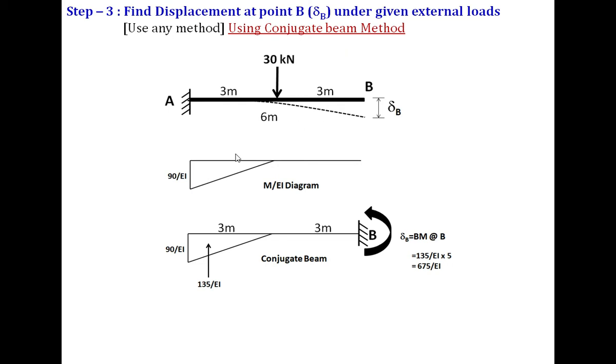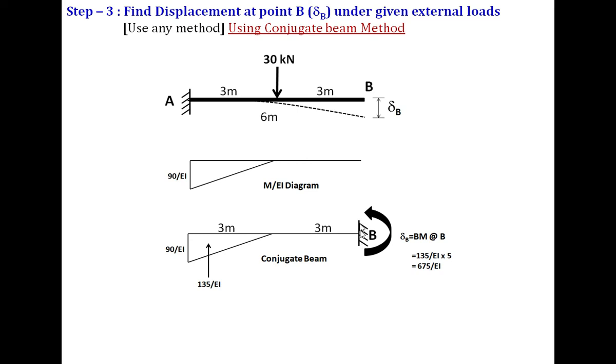As per the conjugate beam method, the fixed support becomes free and the free end becomes fixed, and this M upon EI diagram becomes the loading on the conjugate beam. So when we put this diagram as a loading here, the loading on this conjugate beam is a triangular load, like a uniformly varying load. Now, as per the conjugate beam method, if you want to find delta at a point, you have to find the bending moment at that point. Since we want delta at B, we have to find the bending moment at B.